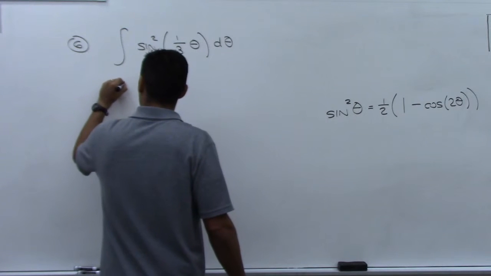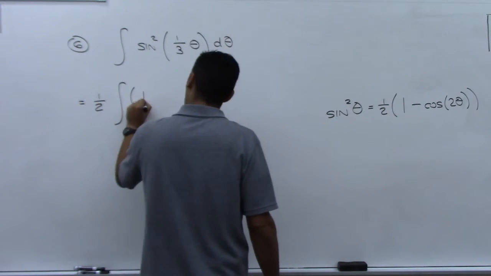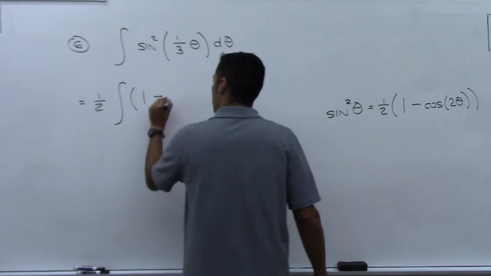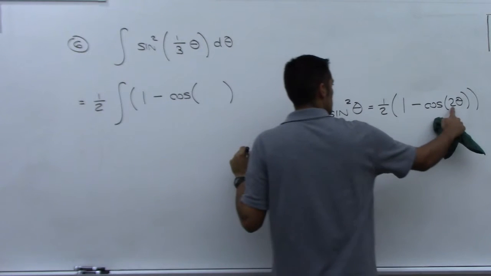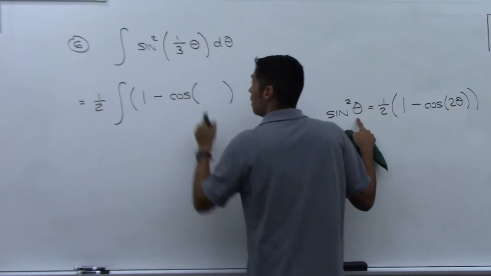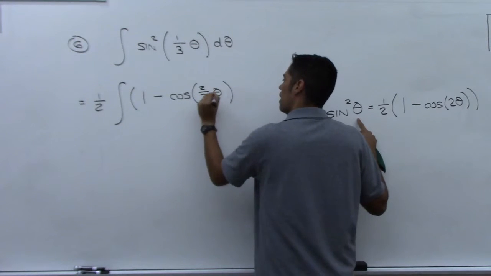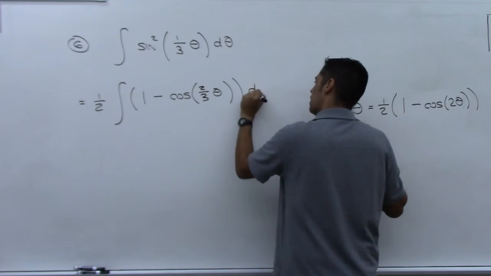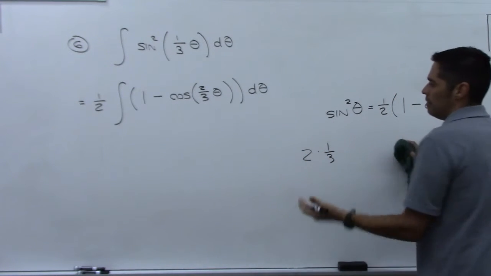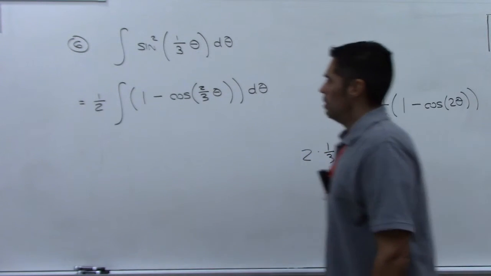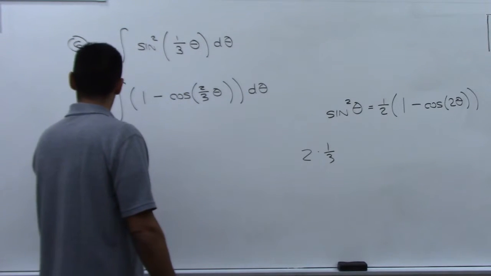So this becomes integral, I have a 1/2 that comes out, 1 minus, and then cosine of 2 times whatever angle was here. So just 2 times that, which is 2/3 theta, d theta. So I just double the angle, right? 2 times 1/3, that's 2/3. And now, again, I can integrate this with relative ease.